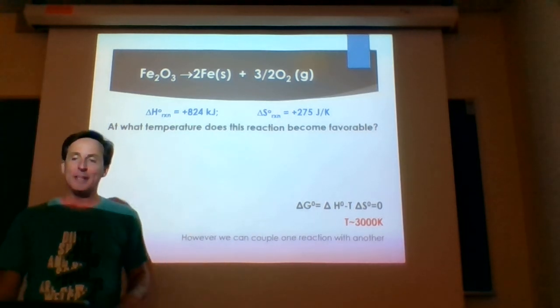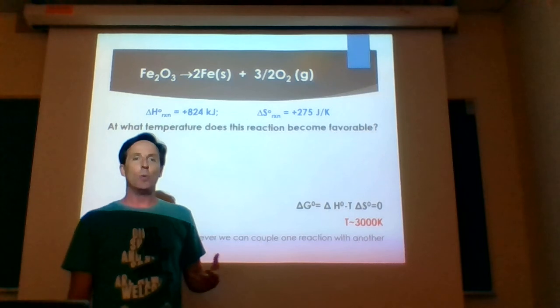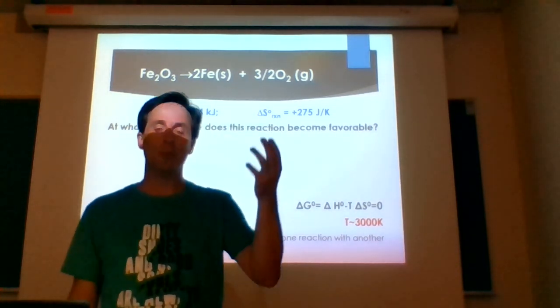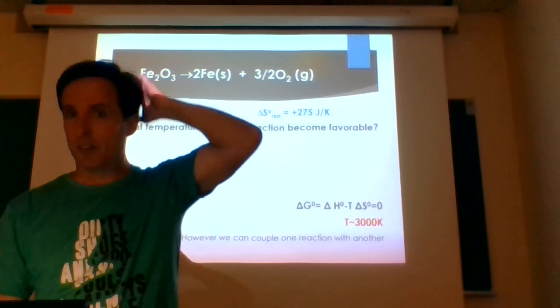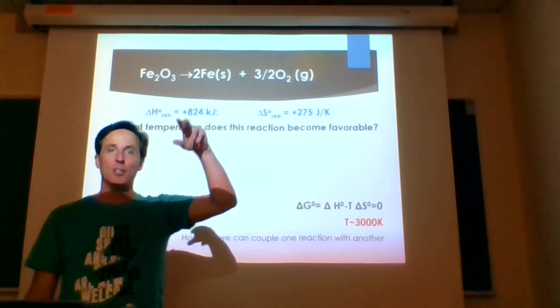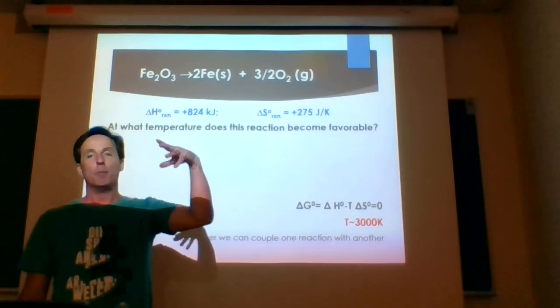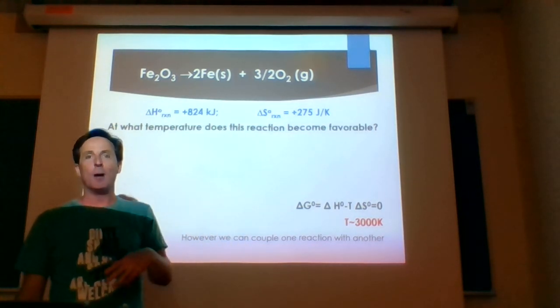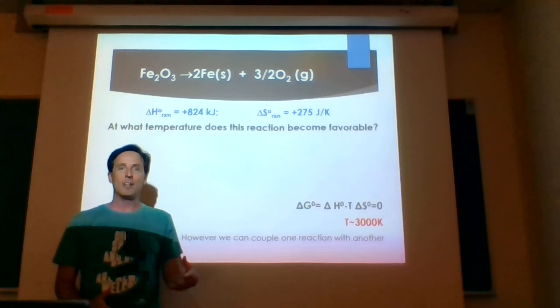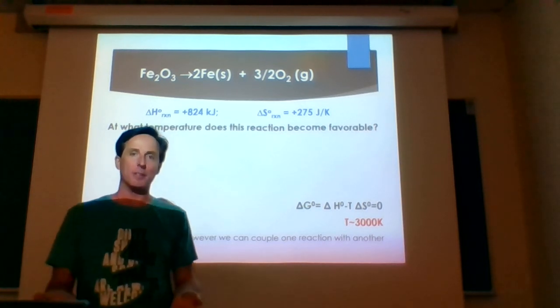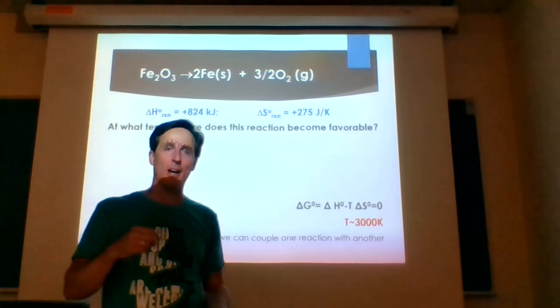Now, that means that in order to reduce iron, we would have to heat this reaction up to over 3,000 Kelvin, which is a really high temperature, to make it work. That's not really feasible. If we had to do that to get iron, it wouldn't be financially worth it for companies to do it because it's really hard to get a fire that hot.